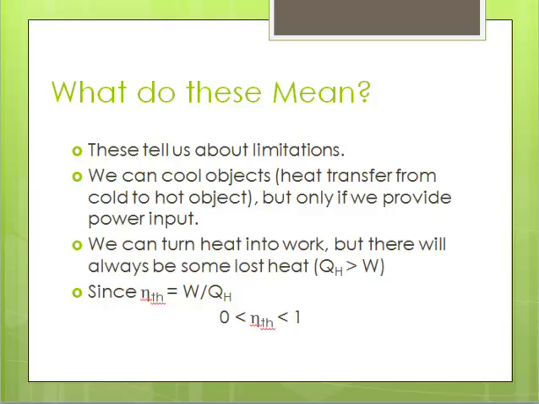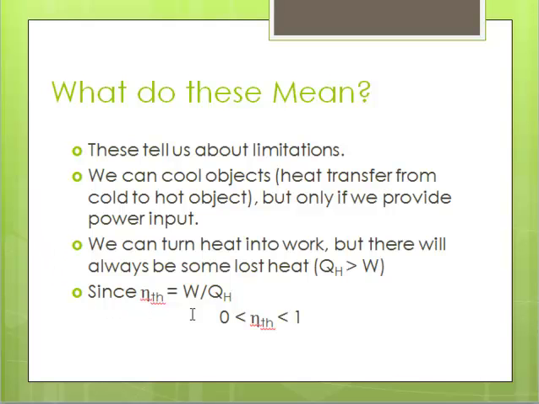So these two statements, although they seem a little silly at first, are telling us our limitations. I can cool objects off. Sure, I've got a refrigerator, I know it's possible, but only if I provide power input. I can turn heat into work. I do this every time I turn on my car. I am bringing fuel or heat energy into the vehicle and producing power that makes me drive my car, but there's always going to be some heat loss.